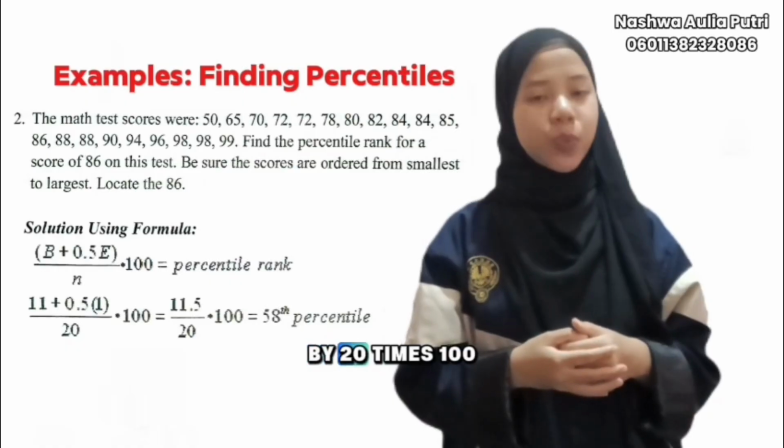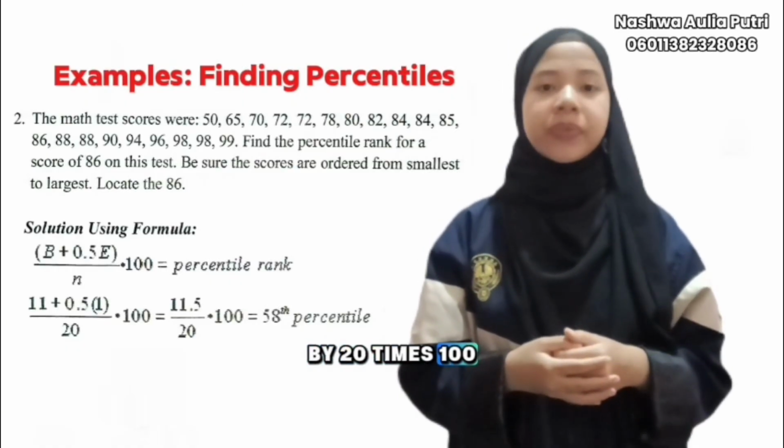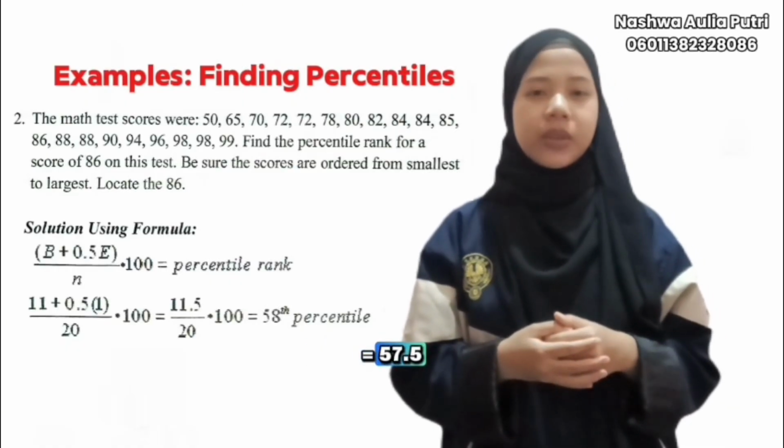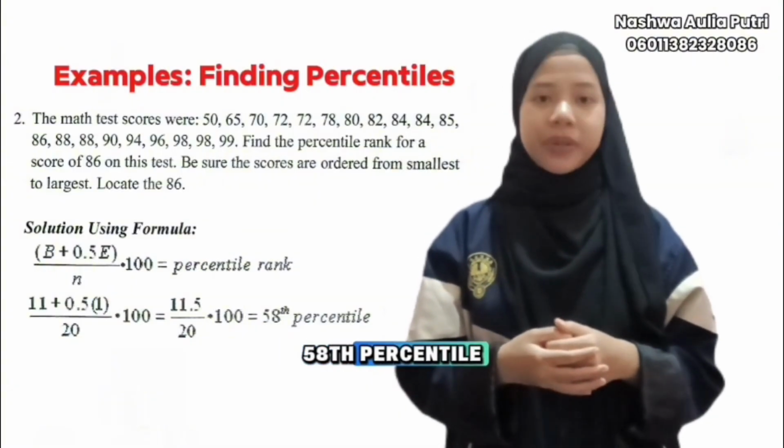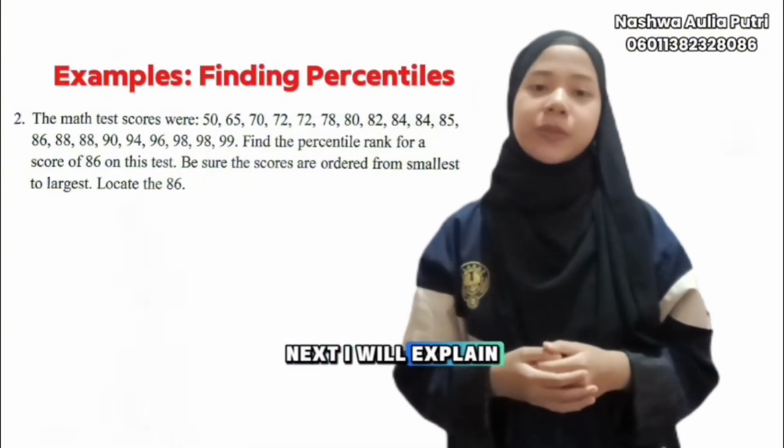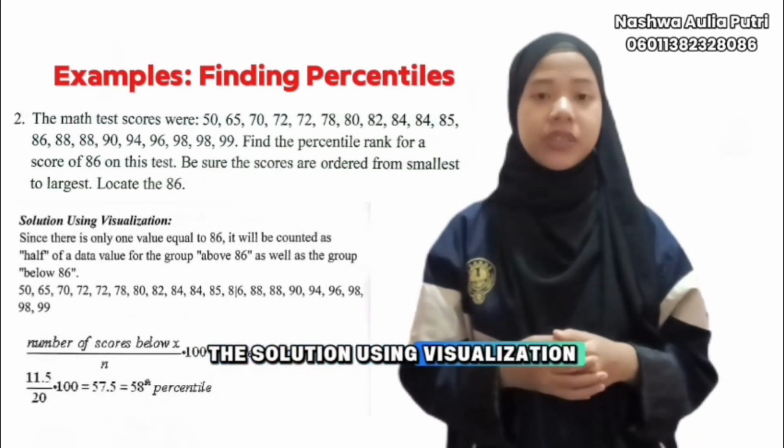11.5 divided by 20 times 100 equals 57.5, which is rounded to the 58th percentile. Next, I will explain the solution using visualization.